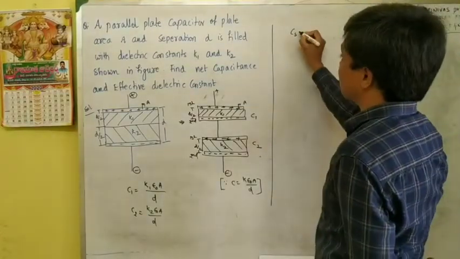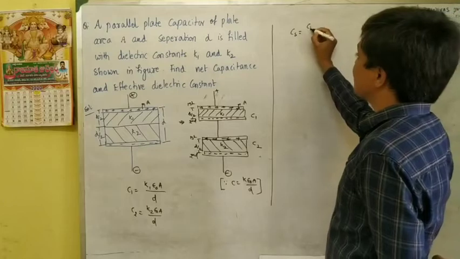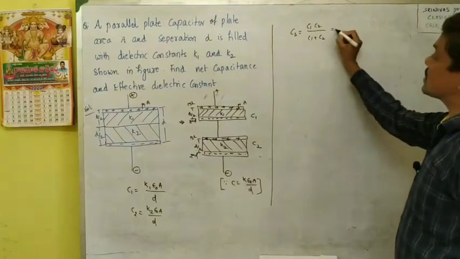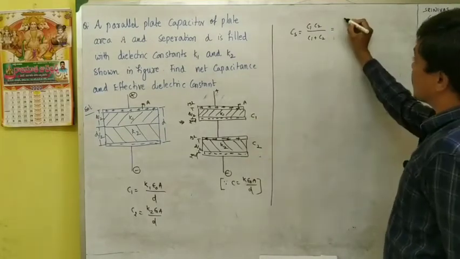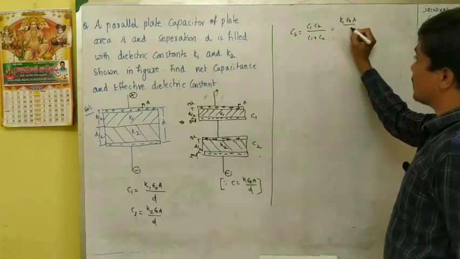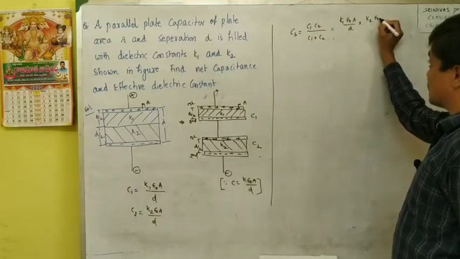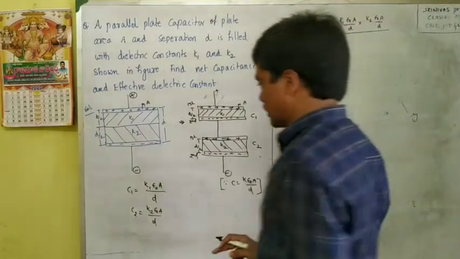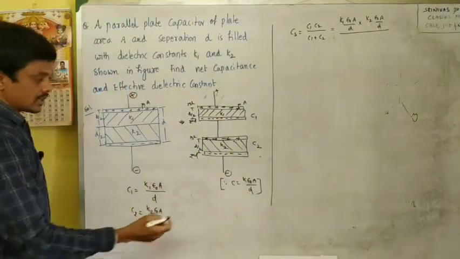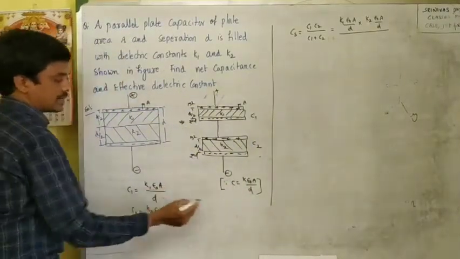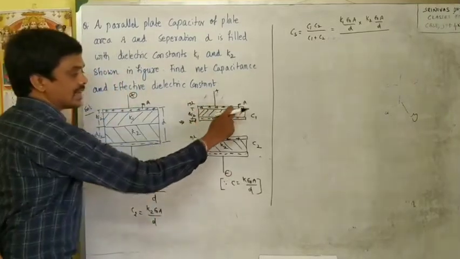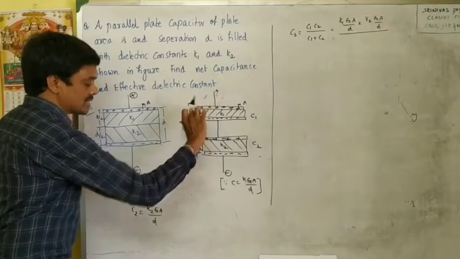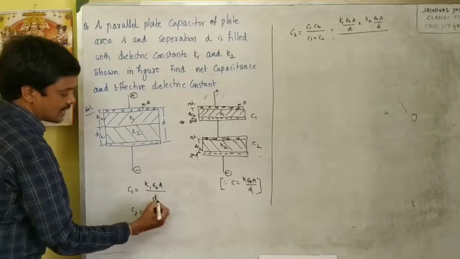These two capacitors are in series combination. In series combination, the effective capacitance formula is C1 C2 by C1 plus C2. Now we have to substitute the C1 and C2 formulas. Right here we have K1 epsilon naught A by D into K2 epsilon naught A by D. And here the separation is what? The separation is not D here, right? Here K is K1, epsilon naught is the permittivity, A is the area of the plate, and here also A. But the separation between the two plates is D by 2. That's why here we write D by 2.